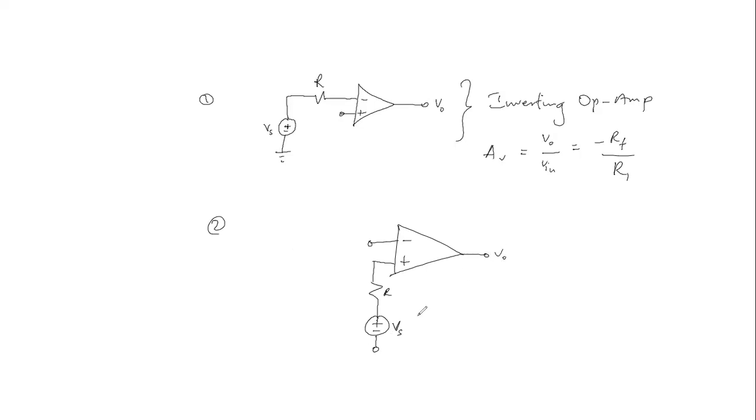And there we also were able to figure out the closed loop voltage gain, which was given as the ratio of the output voltage to the input voltage. We saw that it was R1 plus the feedback resistance divided by R1, which happened to be the same as 1 plus RF over R1.